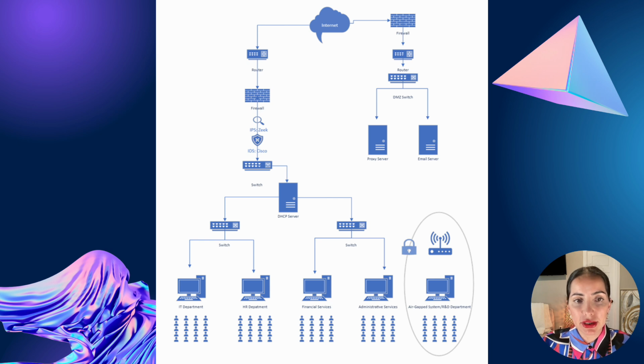a DHCP server for automatic network configuration assignments. Additionally, a DMZ server as a buffer zone between the internal network and the internet, accommodating servers or services that require external access. There's also a separate network segmented for 5 different departments, each with a minimum of 25. And then furthermore, we have an air-gapped system in place for the R&D department to enhance security measures.